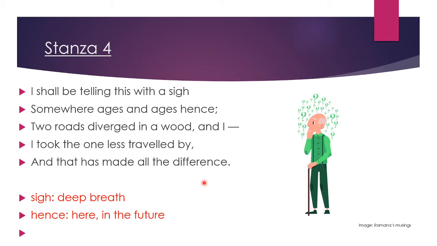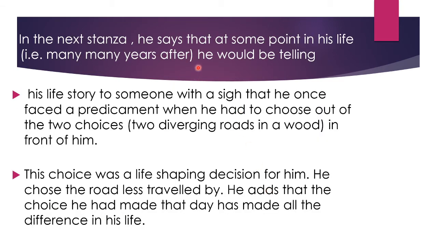So you can see in the picture, the poet is in a thinking mode. So he says that he would be telling this after ages and ages. That means when he has become old. So he might be telling his story to someone. So he says that at some point in his life, many, many years after, he would be telling his story to someone with a sigh that he once faced a predicament. Predicament means confusion. He was in a dilemma when he had to choose out of the two choices in front of him, that were two diverging roads in a wood.